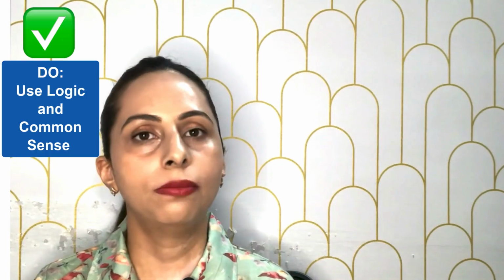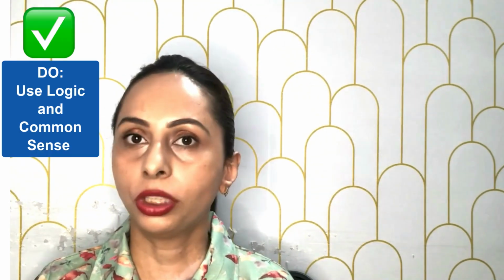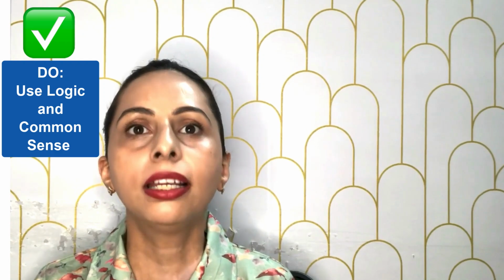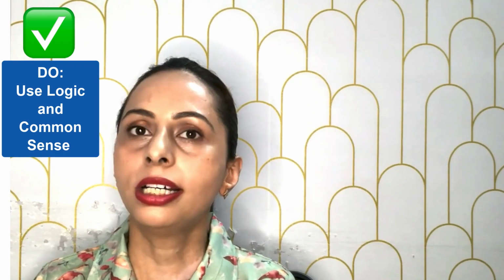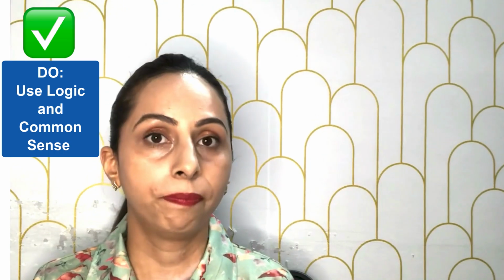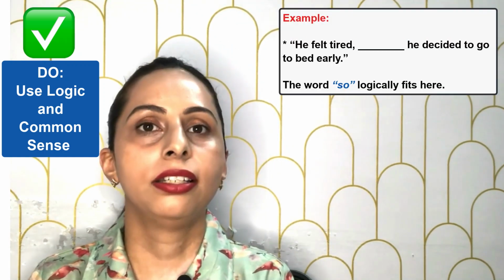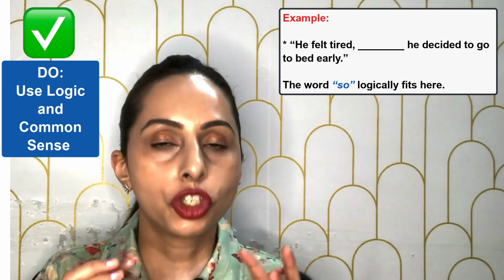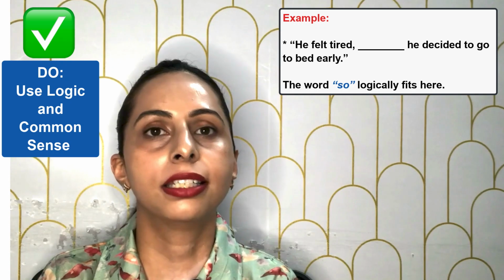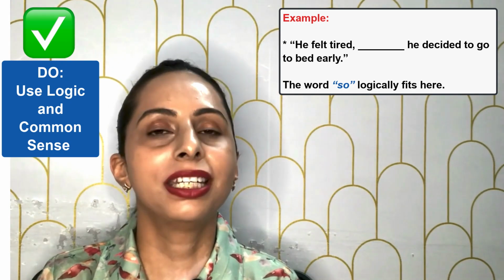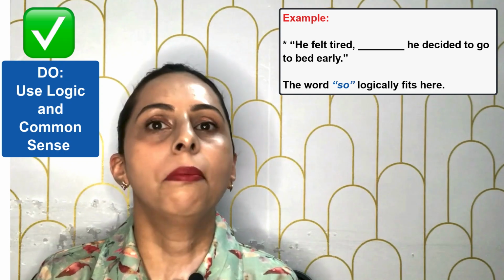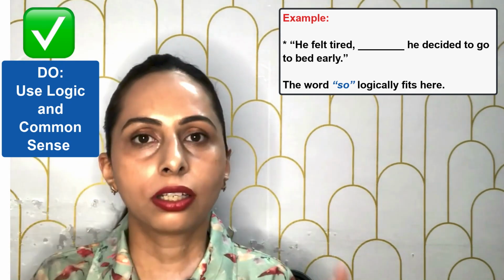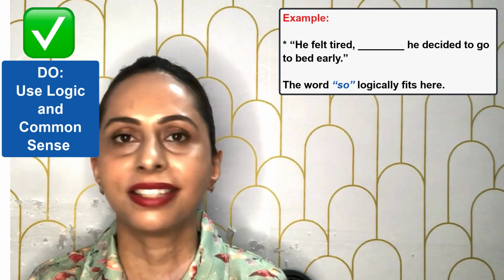Using logic and common sense in the PTE reading fill-in-the-blank section involves analyzing the context and applying reasoning to find the most appropriate word for each blank. Think it through. Sometimes the simplest and most logical word is the right one. I'll give you an example. He felt tired, blank. He decided to go to bed early. So the word "so" logically fits here. The sentence will be, he felt tired, so he decided to go to bed early. By combining logic with an understanding of the overall context, you will improve your accuracy in the reading section.